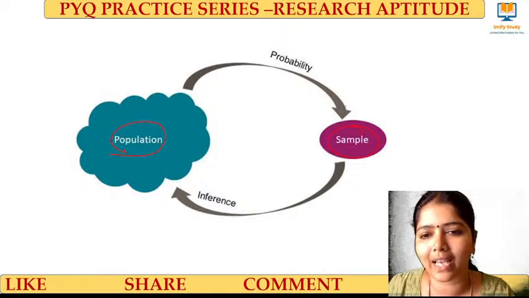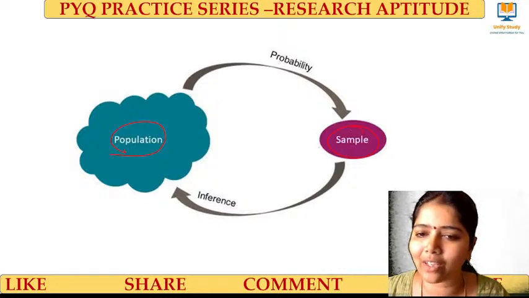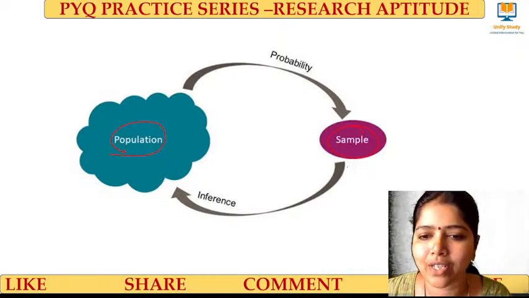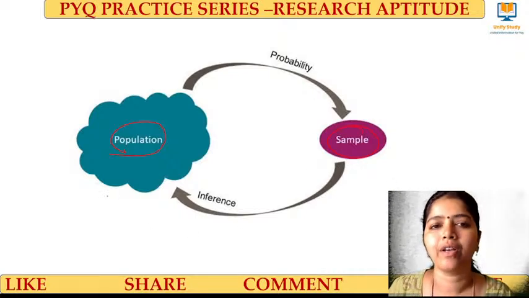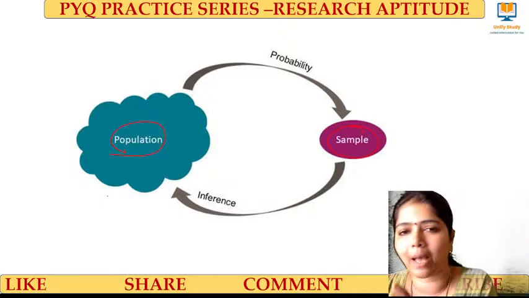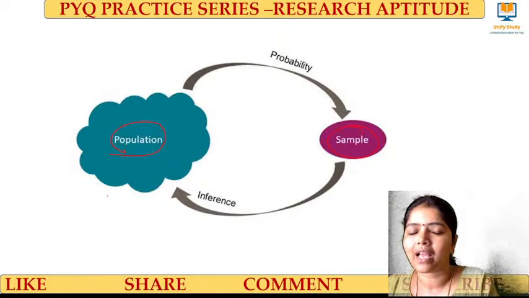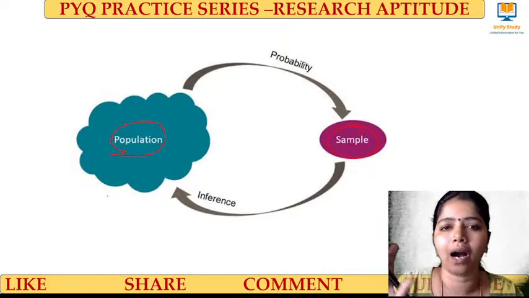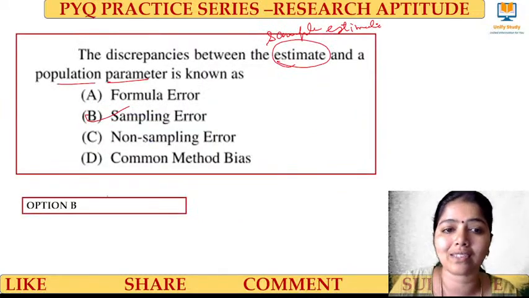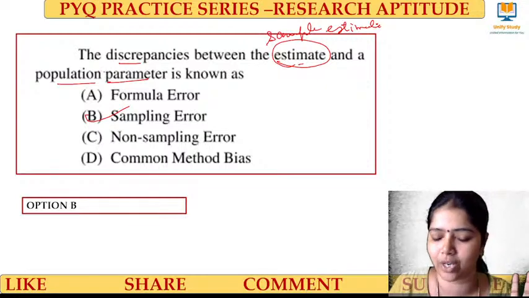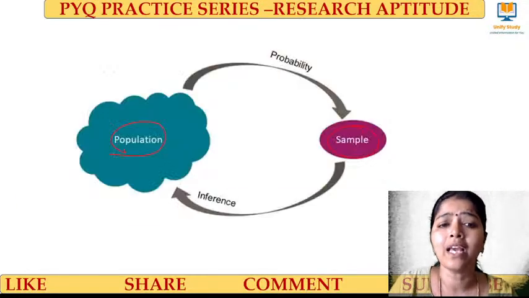Okay, so they will be taking samples by means of probability, and I do the research with this set of people. With this set of people, I do my research, and it will be inferred to the whole population. It's been applied to the sample set of population. I derive something, and that will be applied to the whole population, and that we call population and sample. What they are asking in the question is the discrepancy that happens between the estimate and the population parameter. What does it mean?